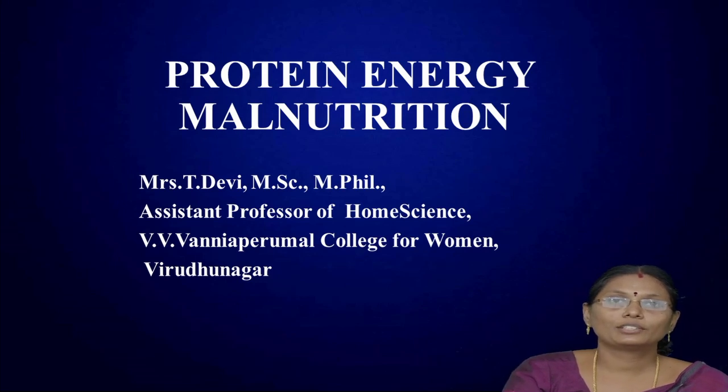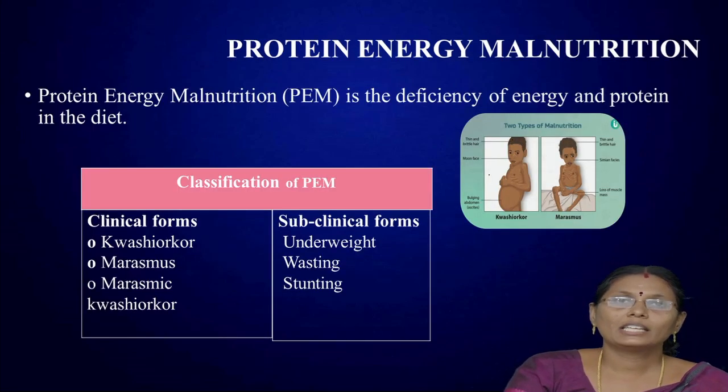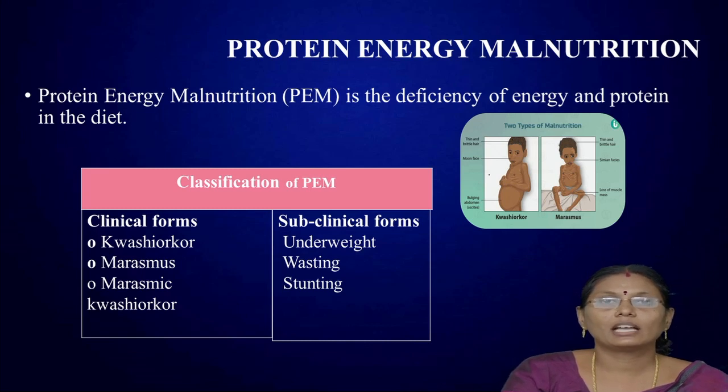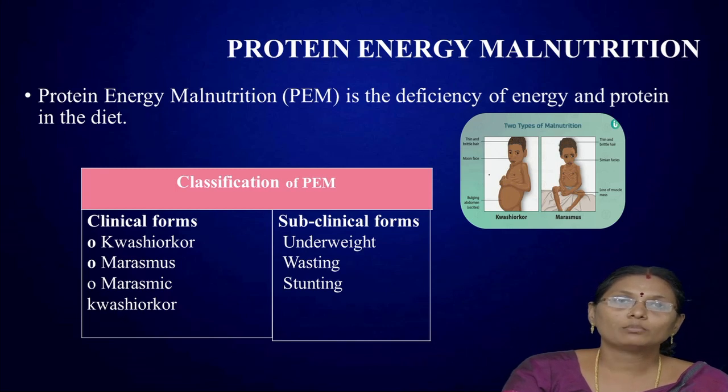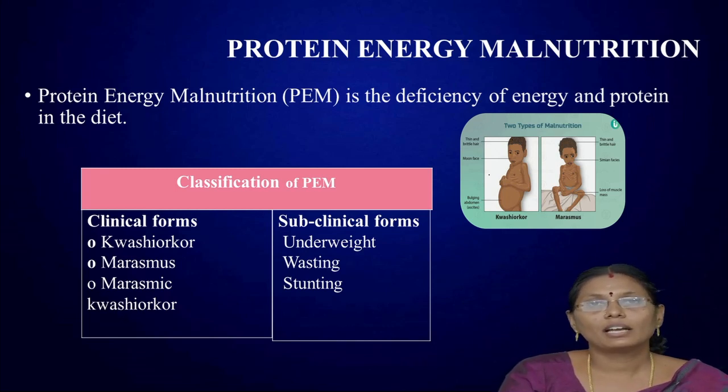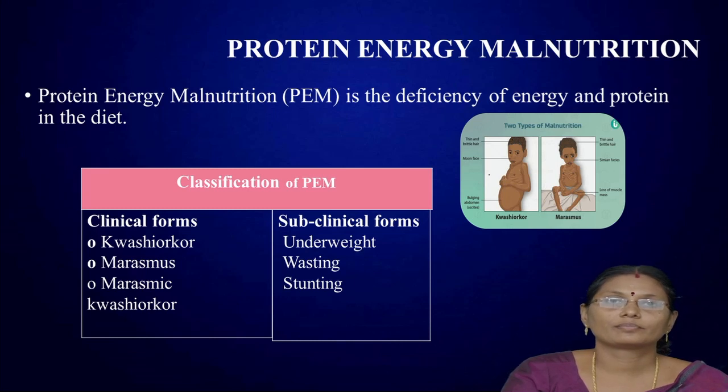Today, I am going to teach about the topic Protein Energy Malnutrition. Protein energy malnutrition is defined as a range of pathological conditions, lack of varying proportion of energy and protein, and it mostly occurs in infants and younger children. Kwashiorkor occurs in the age group of 2 to 3 years and marasmus in 1 to 2 years.